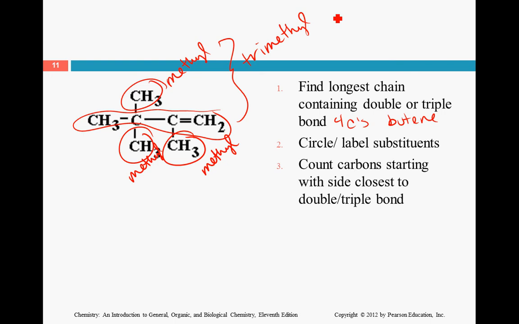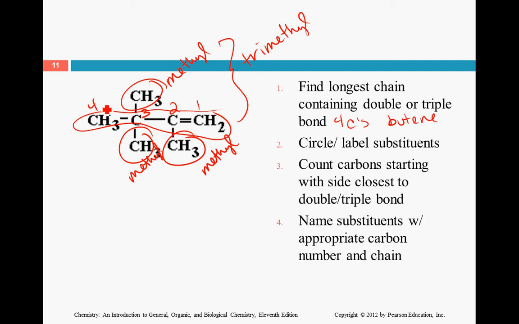Count the carbons starting closest to the double bond. 1, 2, 3, 4. So when we're naming it, we have 2 and 3 and another 3 because there's three methyl groups. So 2,3,3-trimethyl. 2, 3, and 3. And then 1, because that's where the double bond is, butene.